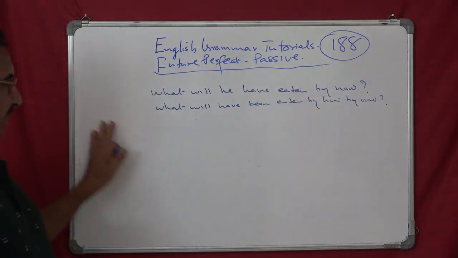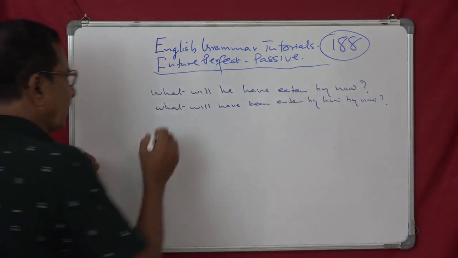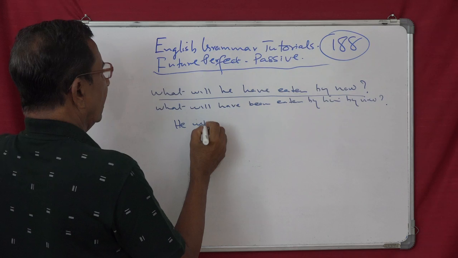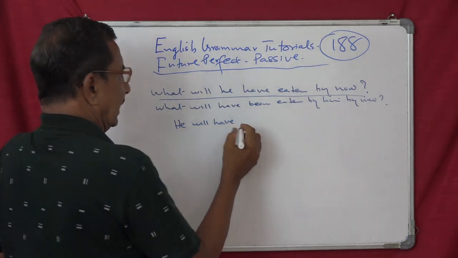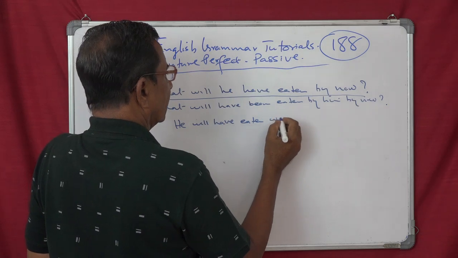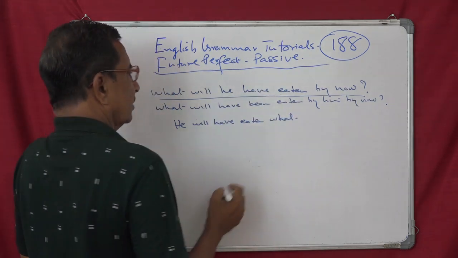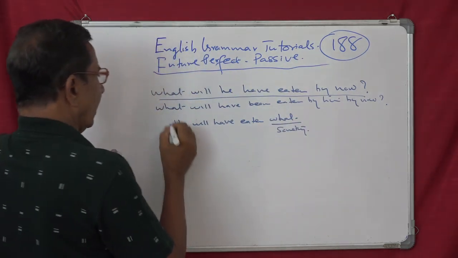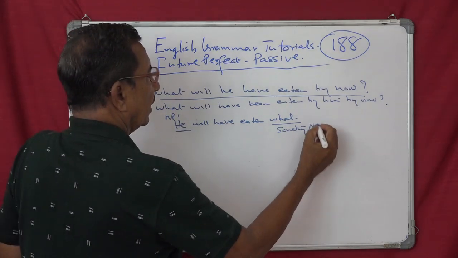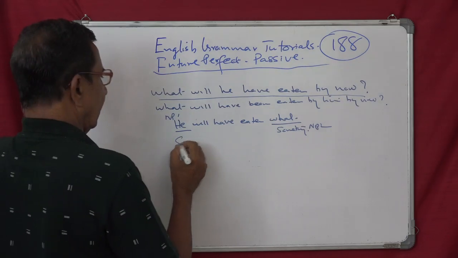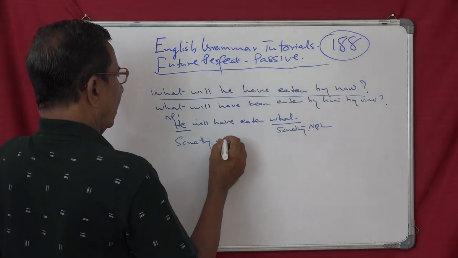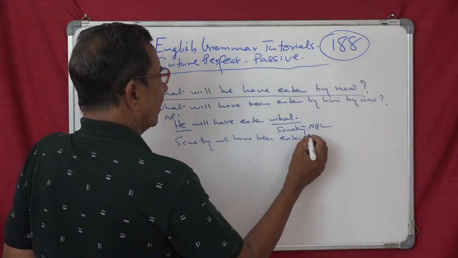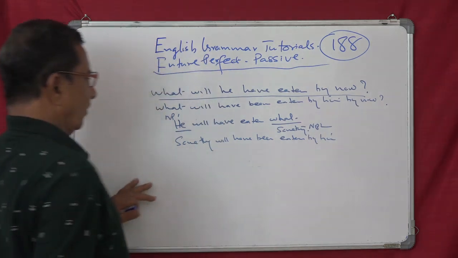Now, if you want to see the different steps, let's see this one. Make it a statement: he will have eaten what? So instead of what, you can say something. This will be NP1. This will be NP2. Something will have been eaten by him by now.